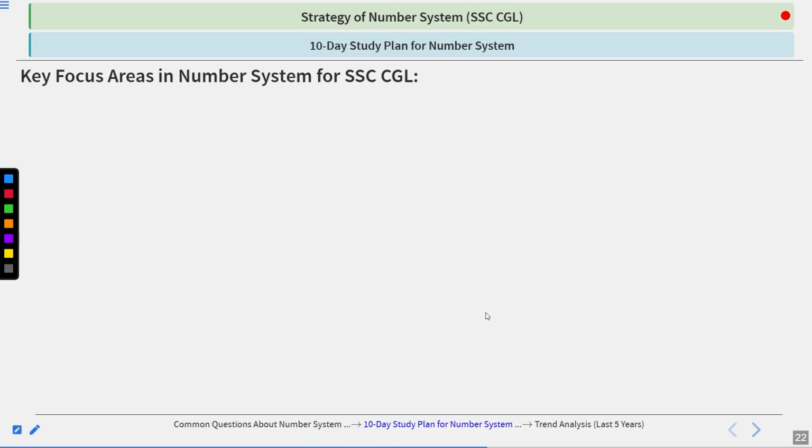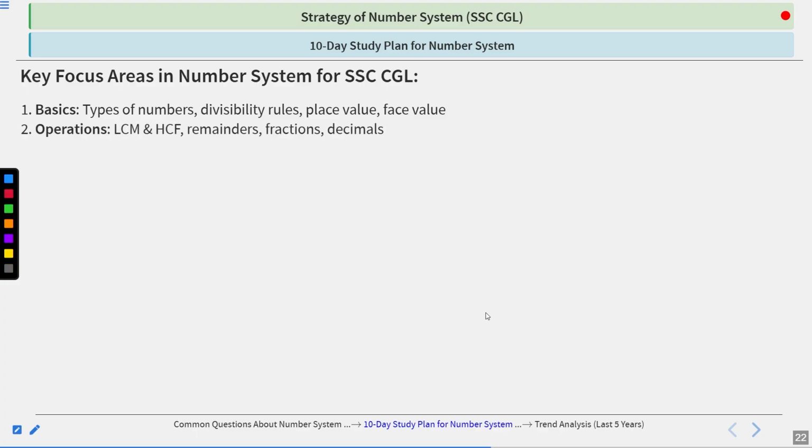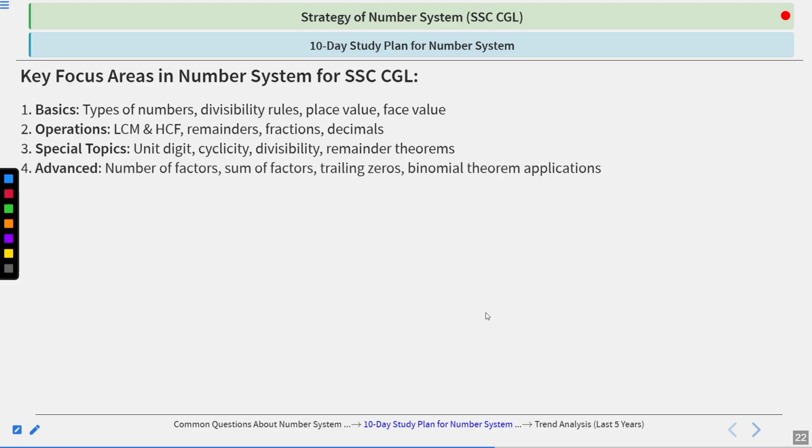Now we are moving to the 10-day study plan for number system. First, the key focus areas in number system for SSC CGL. First is basics: types of numbers, divisibility rules, place value, face value. Operations, for example HCF, LCM, remainder, fractions, decimals. Special topics like unit digit, cyclicity, divisibility, remainder theorem. Next is advanced: number of factors, sum of factors, trailing zeros, binomial theorem application based questions.